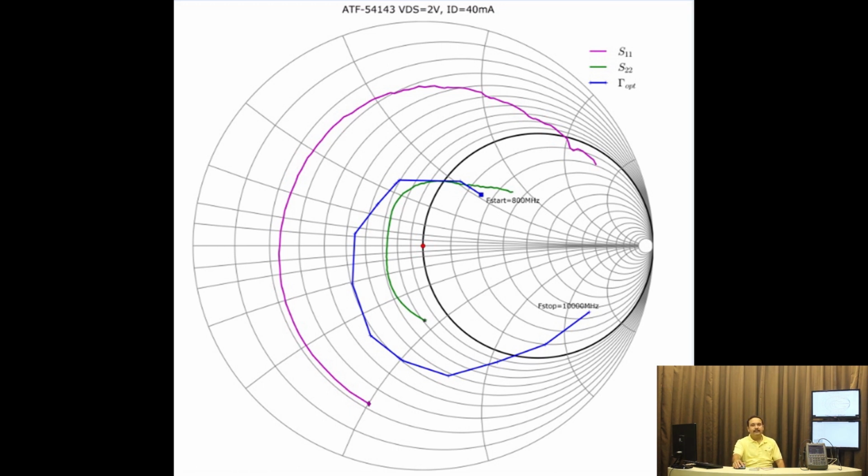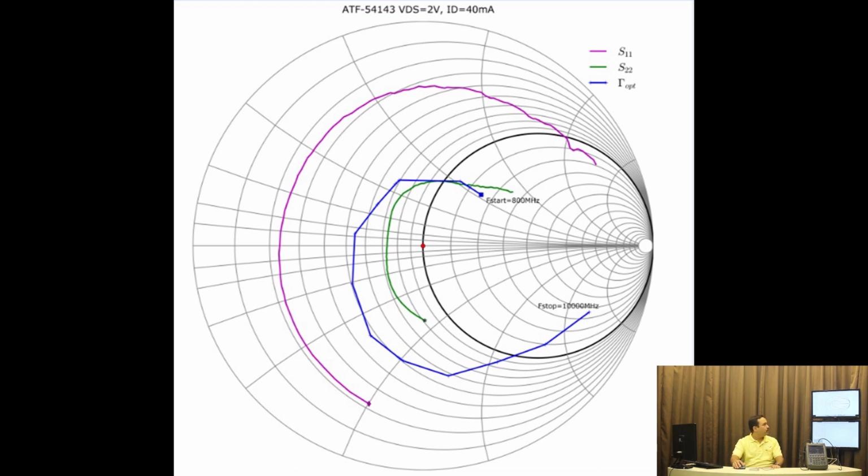So as you can see, S11 rotates in a clockwise fashion on the Smith chart, while gamma opt, which gives the lowest noise for the transistor, rotates in a counterclockwise fashion. And that itself becomes very tricky while designing the input matching network for the transistor.